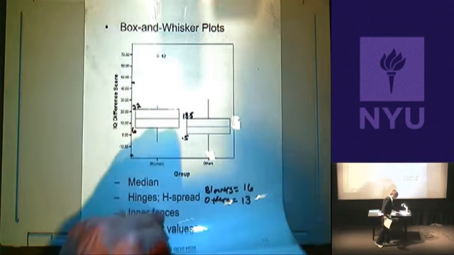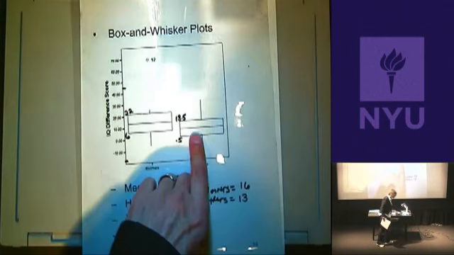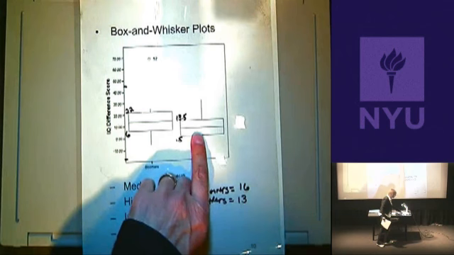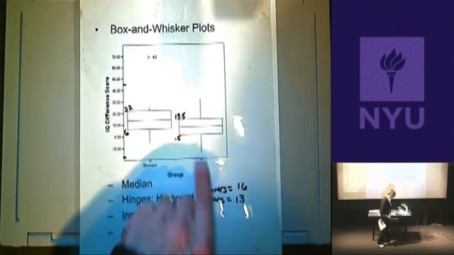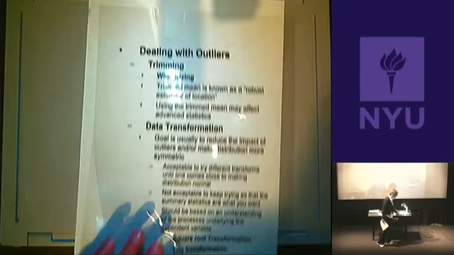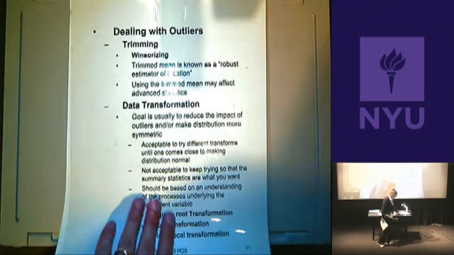What was that, the middle line in the box? That's the median. And if it's not in the center, then that means your distribution is asymmetric. Okay, so if you find out you have outliers, what can you do with them?